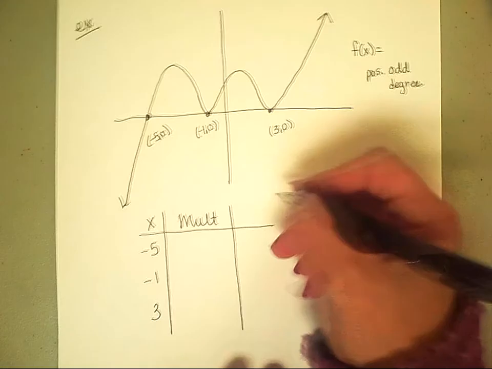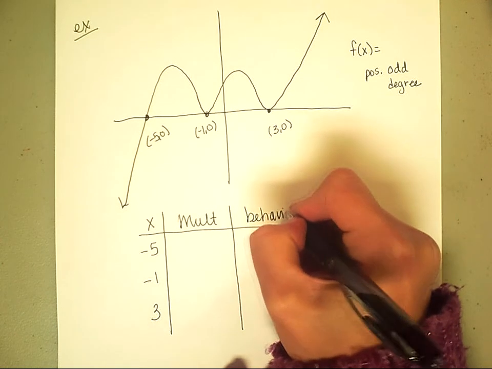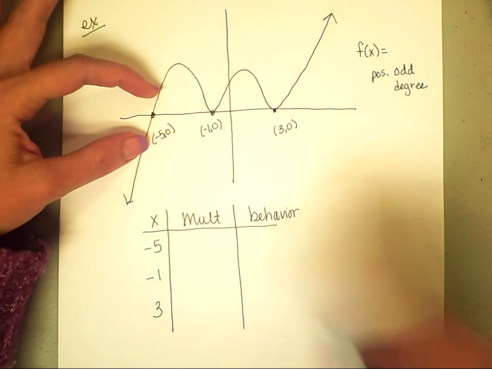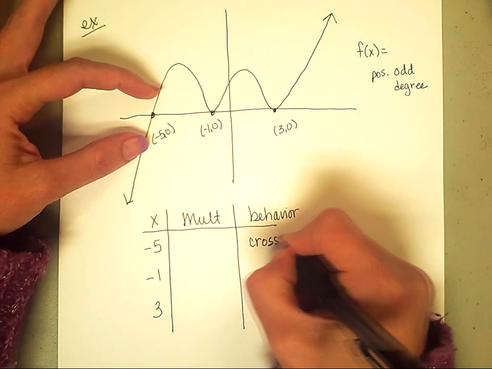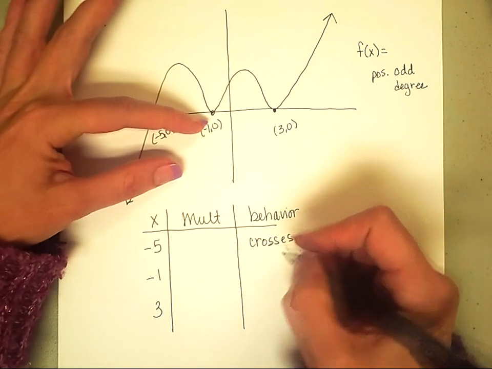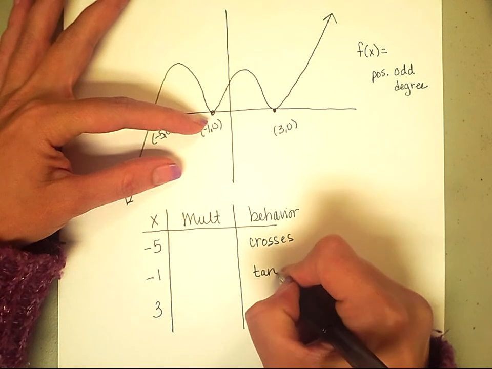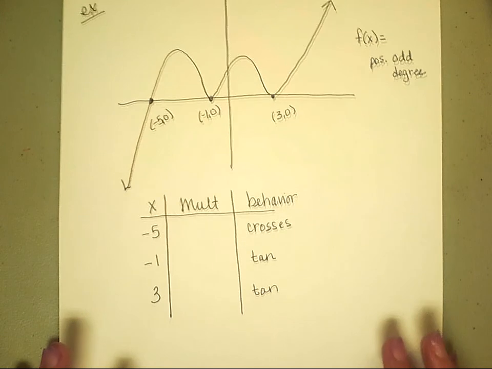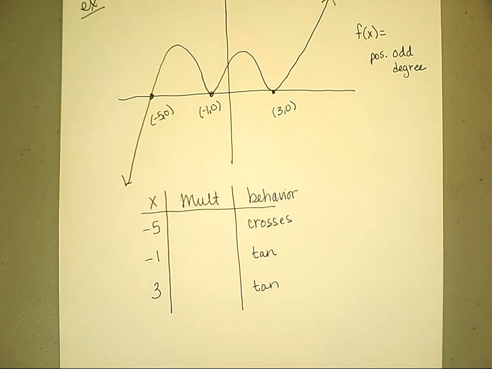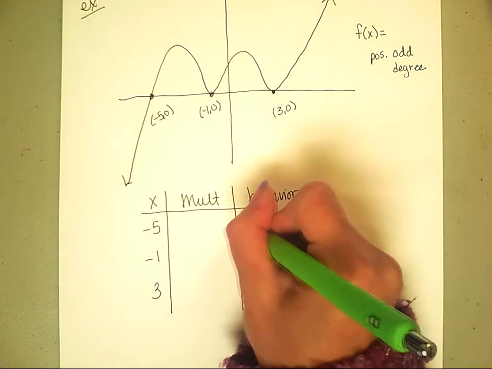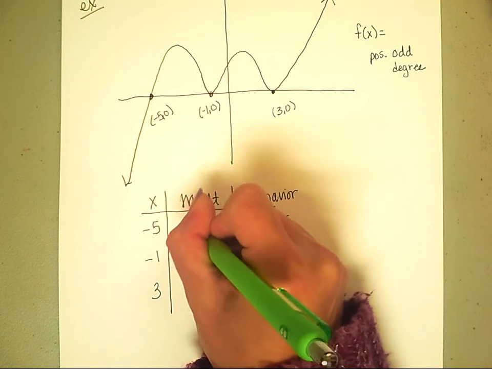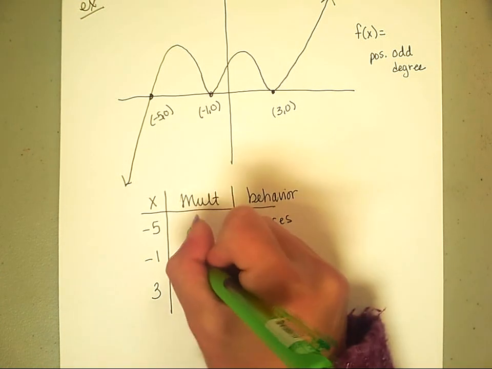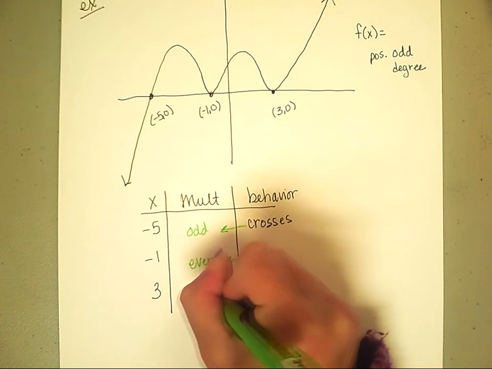Now, if I want to talk about the multiplicity of these zeros, to do that, I have to examine the behavior. So at -5, the graph actually crosses the x-axis. At -1, it is tangent. And at 3, it's also tangent. I get that just from reading the graph. And so what that will mean then is that if it's going to cross, it has to have an odd multiplicity. If it's going to be tangent, we can say that it has an even multiplicity.